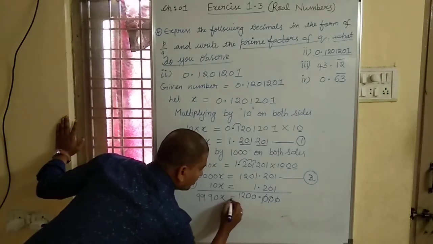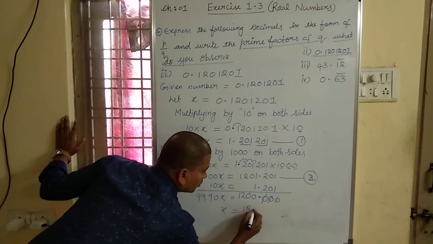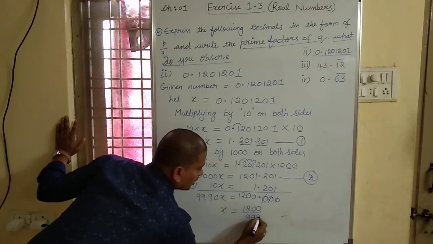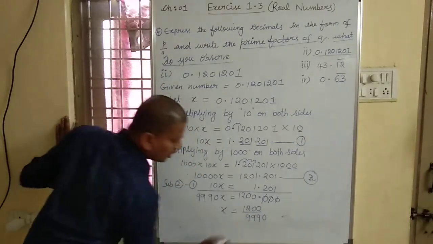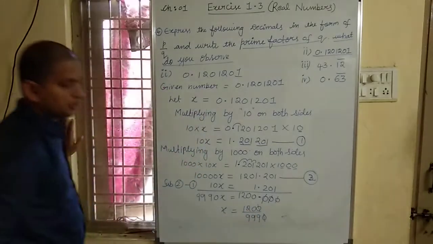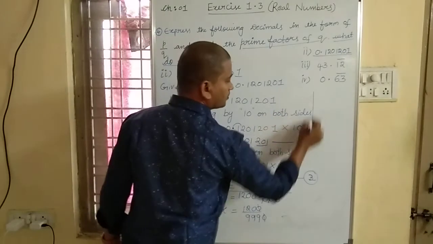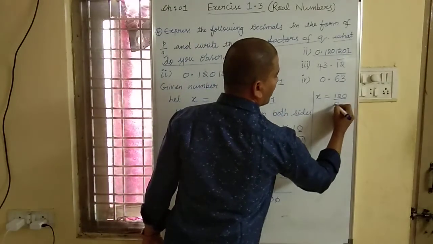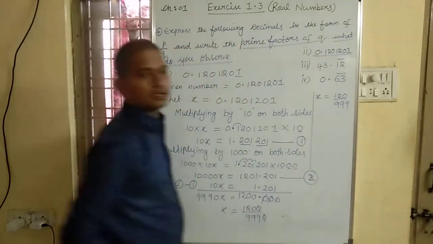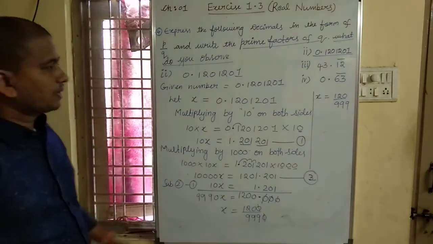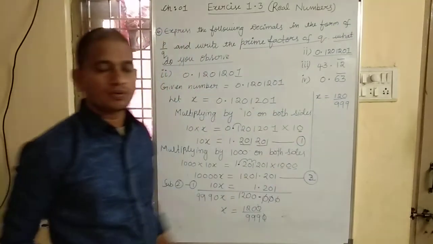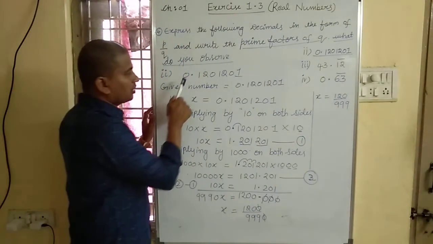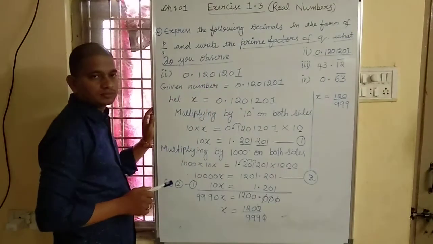Therefore I can write x is equal to 1200 divided by 9990. I can cancel 0 with 0. So we got x equal to 120 by 999. See, we expressed it in the form of p by q. Got it? You see once again, this is the given decimal.